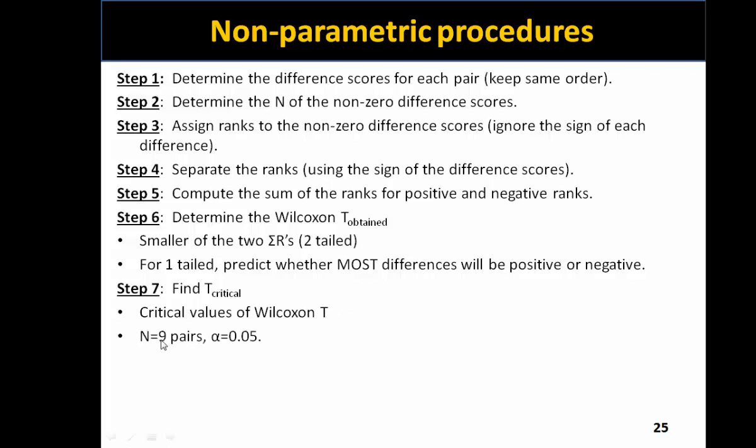And there are 9 pairs. Despite the fact that there were 10 participants, we were only left with 9 pairs of scores because there was one 0 difference score, and we're going to stick with the alpha of 0.05. And the final step here is we compare the T obtained to the T critical, and it's statistically significant if the T obtained is less than or equal to the T critical.